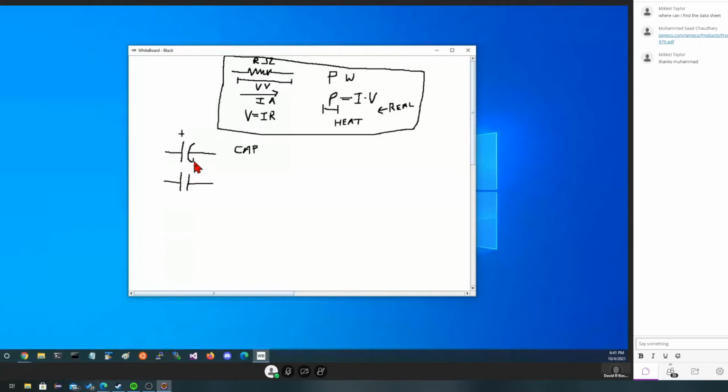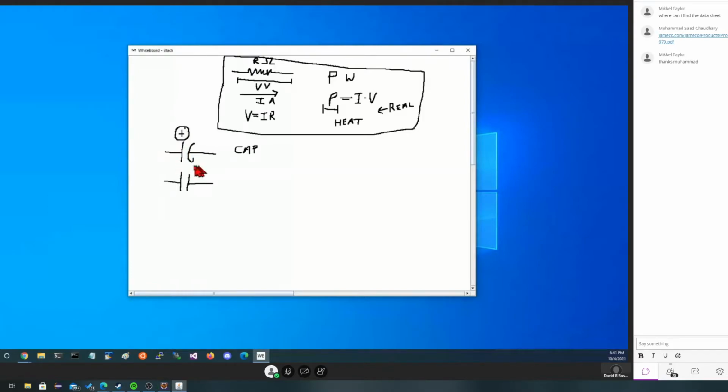Unlike almost every other device we draw, where the flat side is the negative, in a capacitor, the curved side will be the negative side, and the flat side will be the positive side. If it's polarized, there'll be a plus sign next to the flat side.